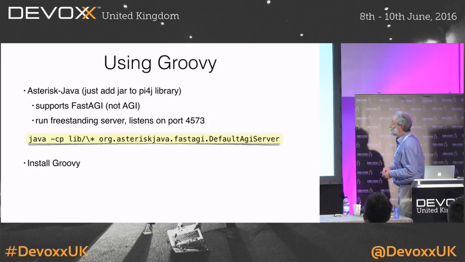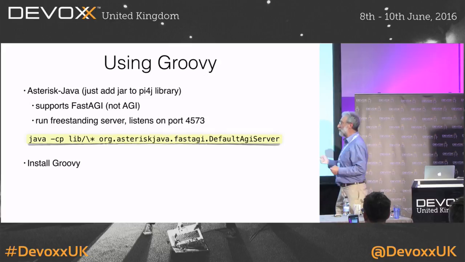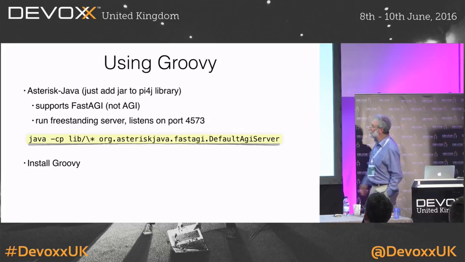So you've got to do this rather complicated thing of dispatching every request from the dial plan. There's a complicated process of dispatch, which I'll show you in a moment, to send it to the freestanding server. Actually, getting the freestanding server working is just a matter of starting up a process. So you do that, and this will then listen on port 4573 by default, and you then install Groovy, which was actually relatively easy, and you're kind of ready to go.